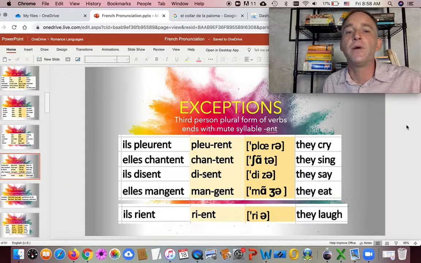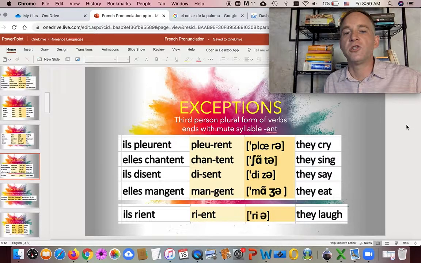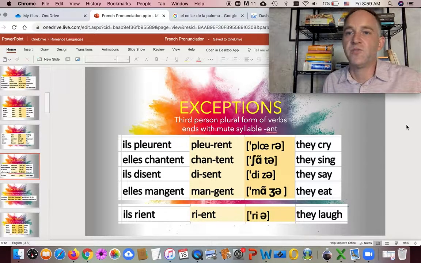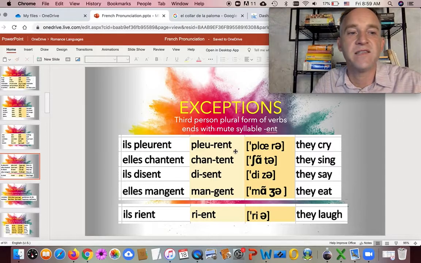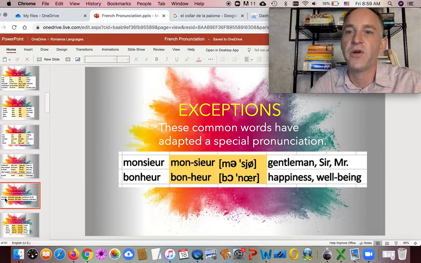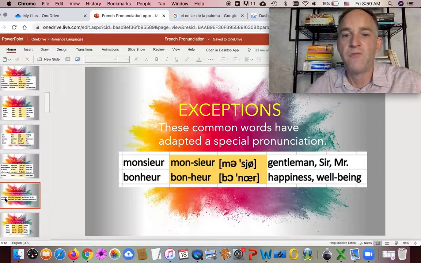Il pleure, elle chante, ils disent, elle mange. It's not pleurant, it's pleure, chante, disent, mange, and rit, which means they laugh. Il rit, they laugh. So the ENT is just silent in these verb conjugations. And you'll have to learn to recognize those based on your vocabulary, or if you can figure it out from the sentence structure. For now, that's great.